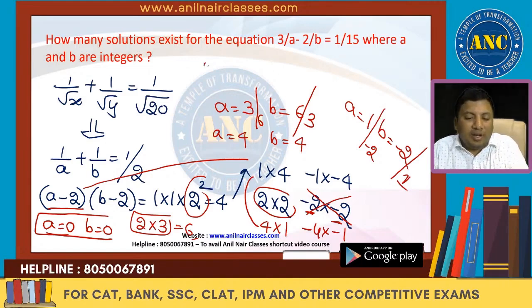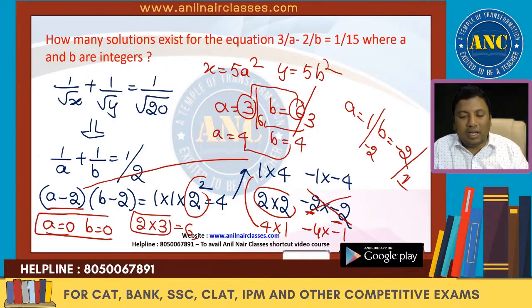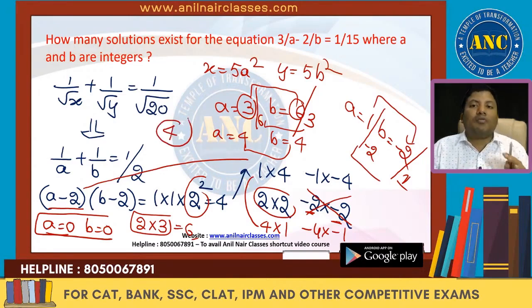So what is the x value? X is nothing but 5a square, y is nothing but 5b square. So 1 is 3 square, 9 5s are 45, 36 5s are 180. One case, reverse case. Next is 80, 80, one case. Next is 5 and 20, 20 and 5. So the answer for this question is 4 cases.